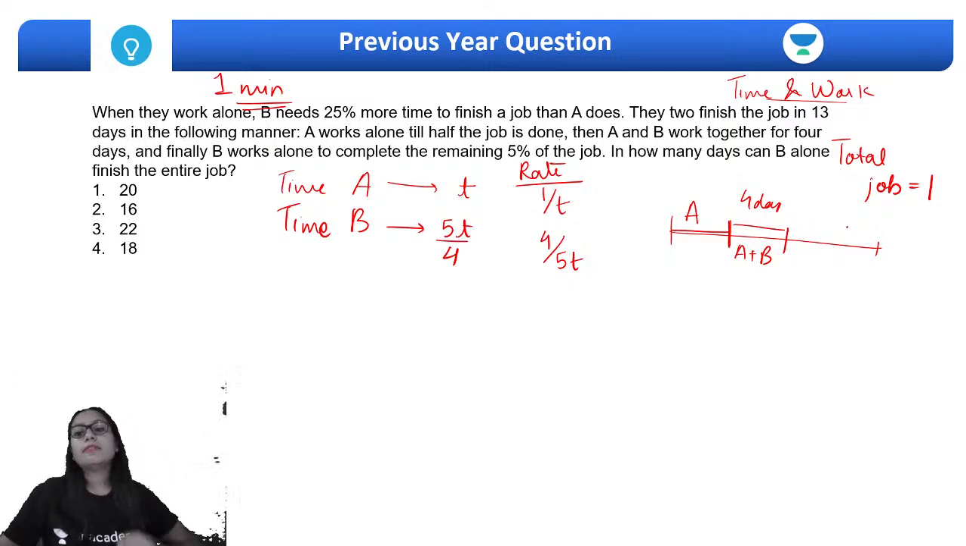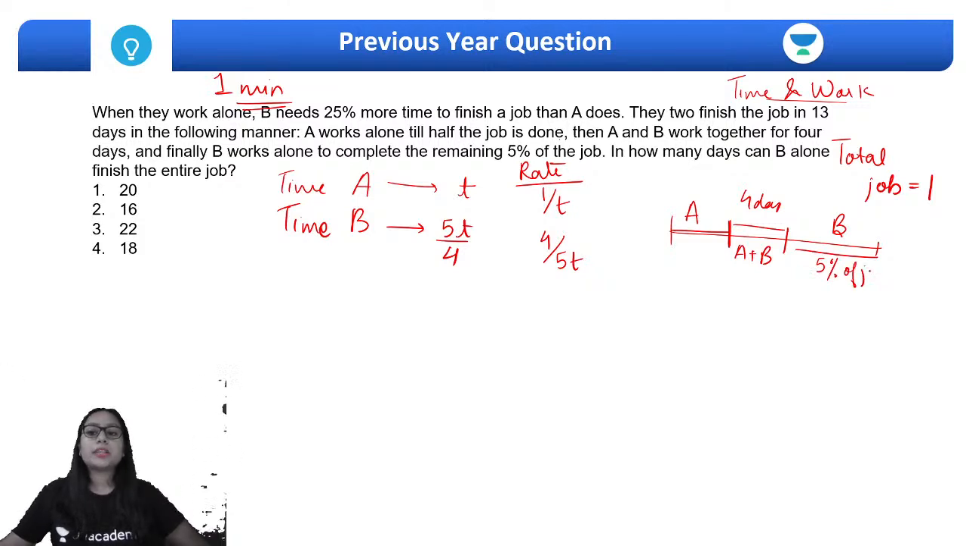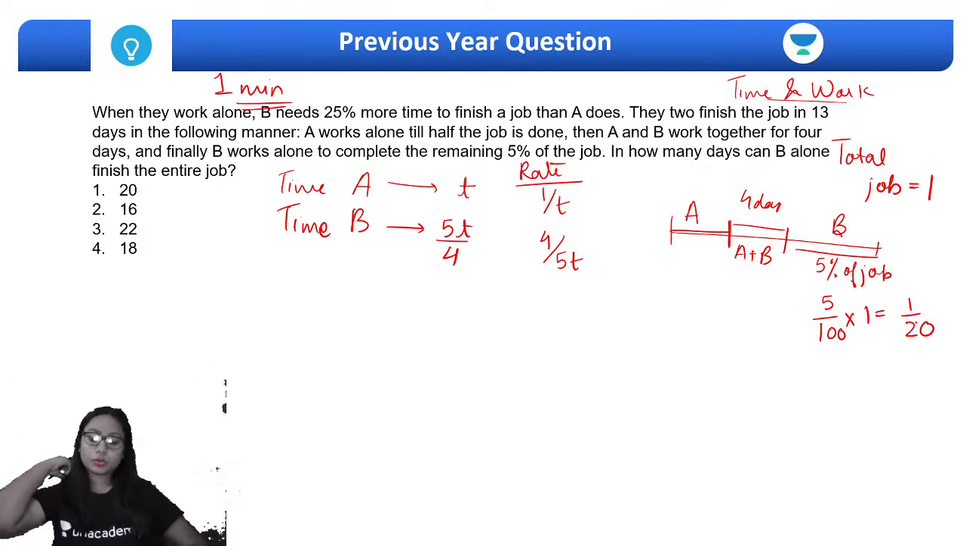Okay, so when 2 or more people work together, their rates are always added. And then finally B works alone to finish the remaining 5% of the job. So in the third part, 5% of the job is done by B. Now let us find out what is 5% of the total job. So 5% of the total job means 5 by 100 into 1, that is 1 by 20. So 1 by 20 of the job is done by B alone.